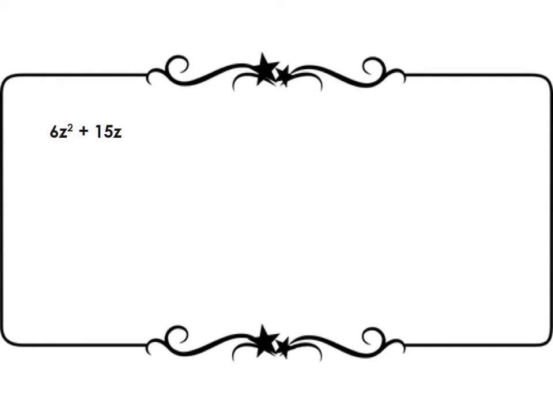Let's try some more. So here I have 6z squared and 15z. I'm going to start with 6z squared. I'm going to list my factors: 1, 2, 3, and 6. And then we have a z and a z. Notice I'm spreading out the variables. I want these guys to be separated.